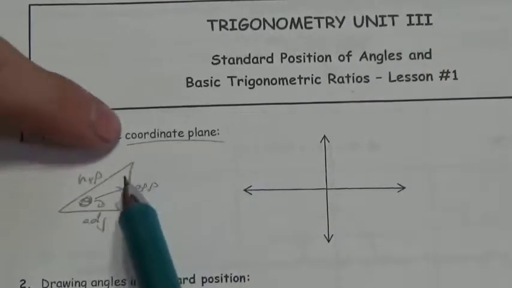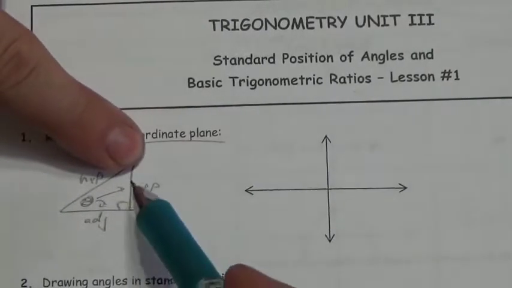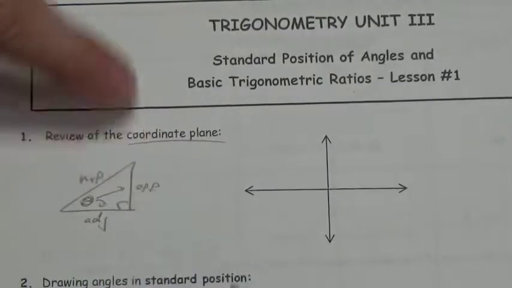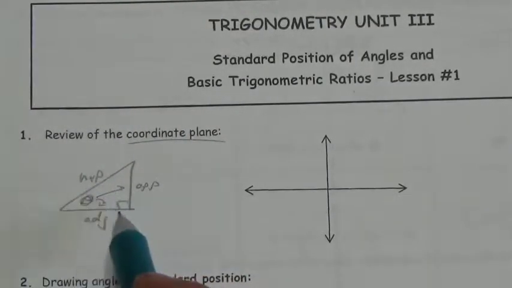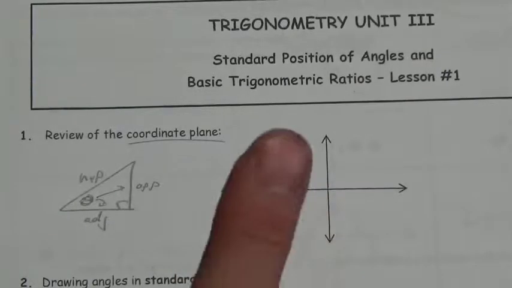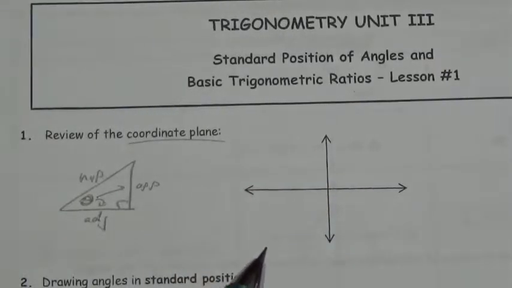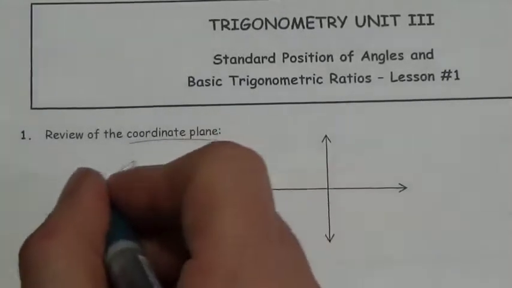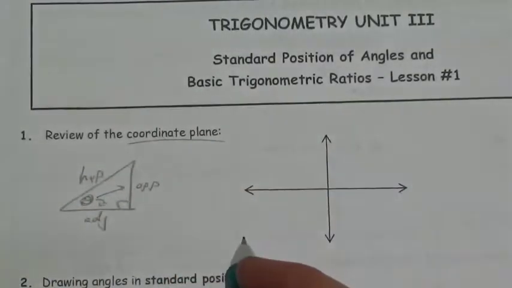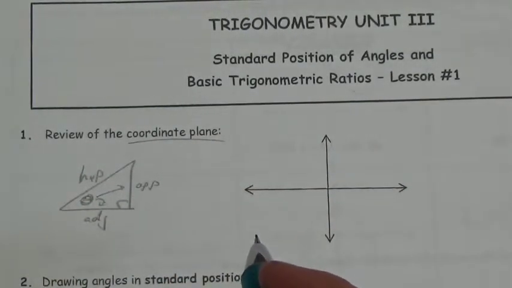So if this was the angle that we were interested in, then we would define the sides a little differently. This would be the opposite, this one here would be the adjacent. Now the hypotenuse is always going to be opposite the right angle. And in this particular course, it's important that you remember that. The hypotenuse is opposite the right angle. So if you're talking about a triangle that's not a right angle triangle, then there's no hypotenuse.